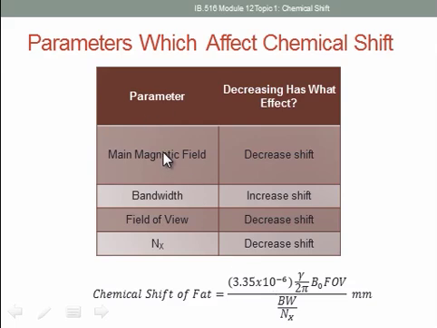For example, if you decrease the magnetic field, you'll decrease the shift. If you decrease the bandwidth, you'll increase the shift. If you decrease the field of view, you'll decrease the shift. And if you decrease the number of pixels in the x direction, you'll decrease the shift.